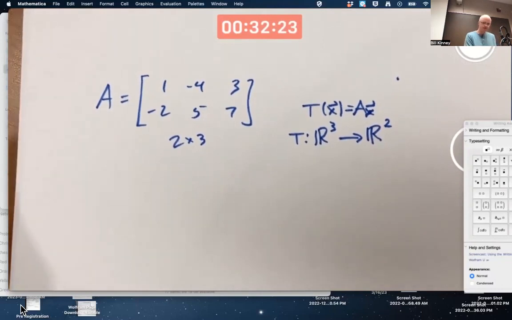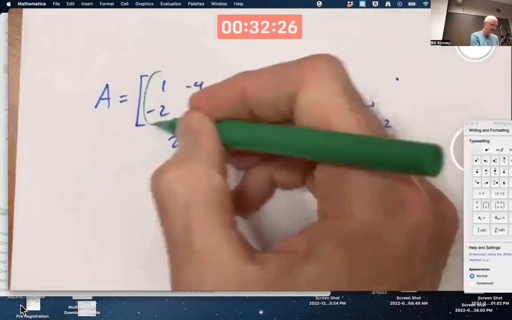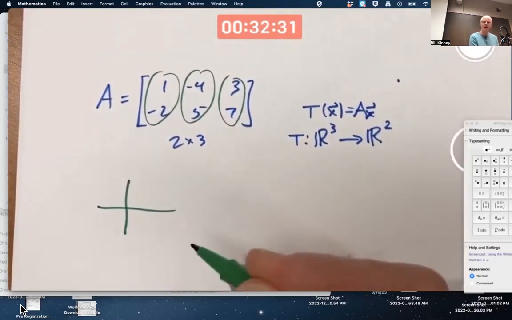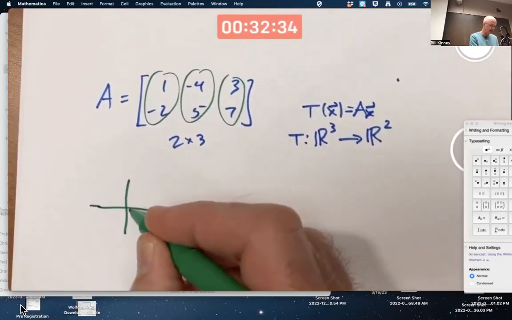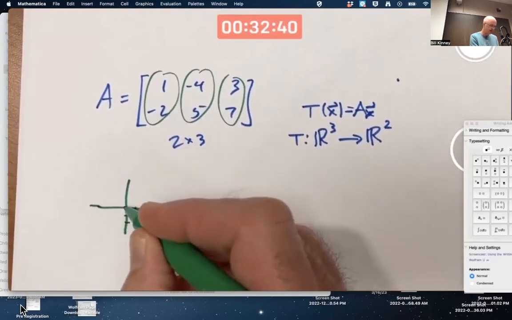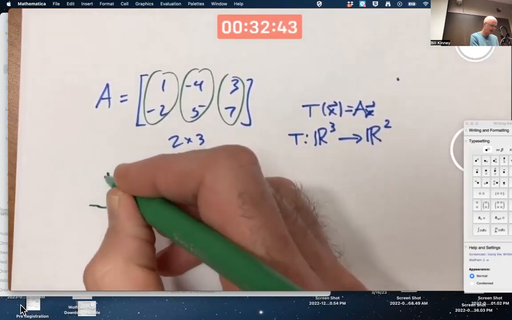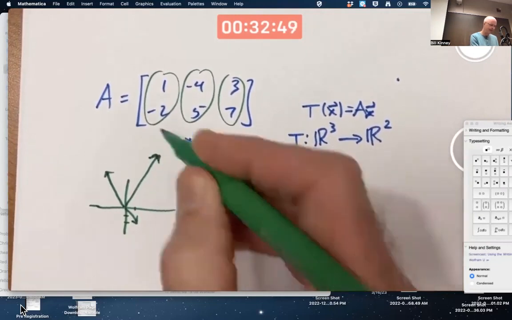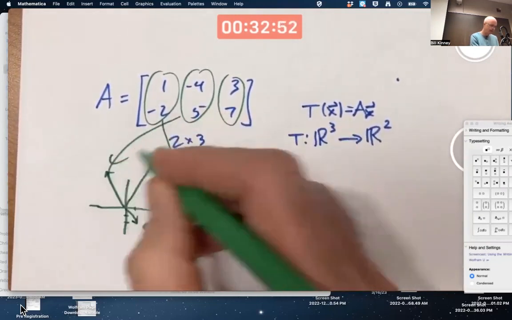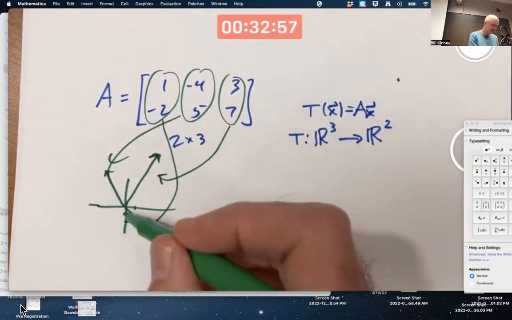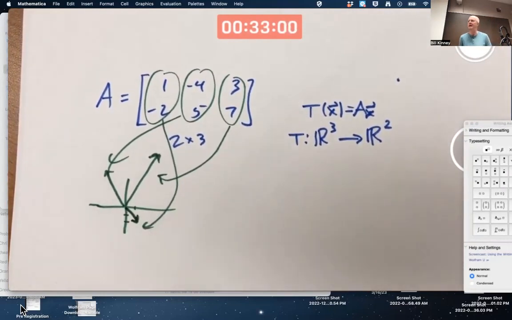Notice these 3 column vectors, if I drew them as arrows in the plane, I made them somewhat random. They're not going to be parallel to each other. 1, -2 is going to be a vector about like this. -4, 5 is going to be a vector about like that. 3, 7 is going to be about like that. They're not parallel to each other. It should make intuitive sense that because of that, if you form linear combinations of these things, you will get every vector in the plane.